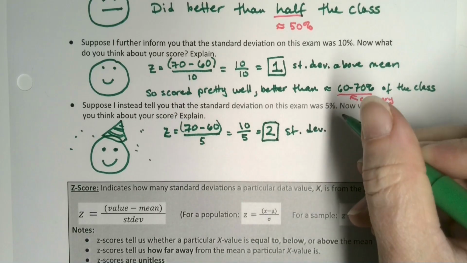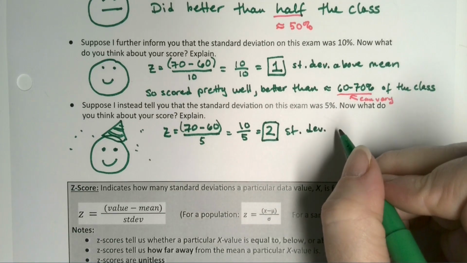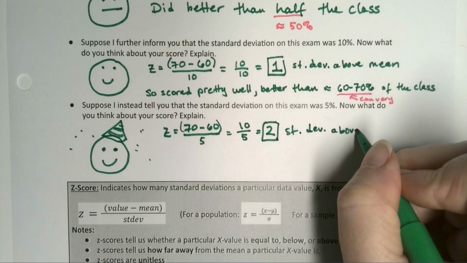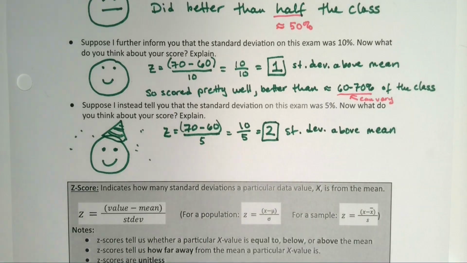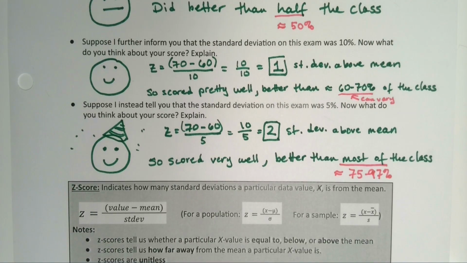By the way, the 1 and the 2 don't have any units. They're not points. They're not anything. What it means is the number of standard deviations above the mean you are. So now you know you did very well. There, I wrote that up. You know you did better than most of the class. That most could vary anywhere from 75 to 97. It doesn't really matter for you at this point. It's just you know you did better than most of the class, and that's great, right?